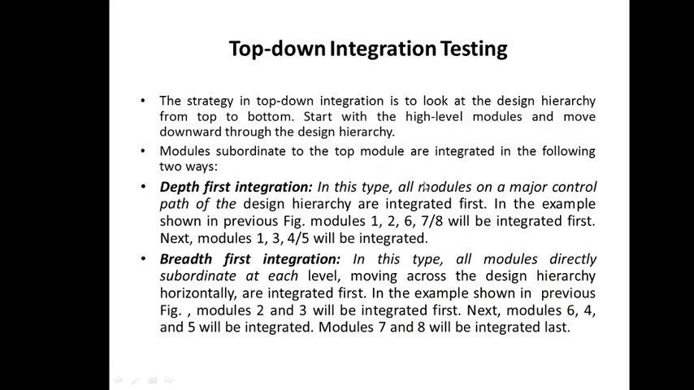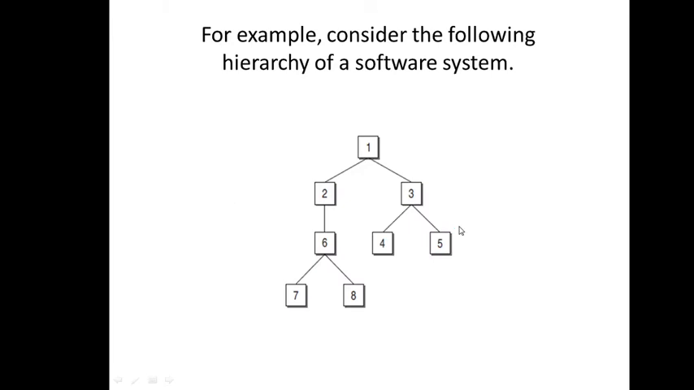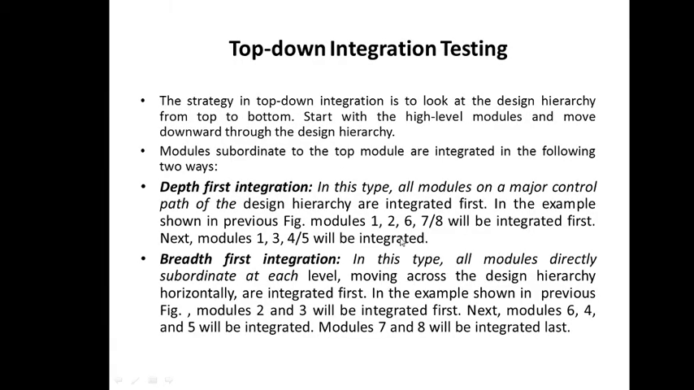Modules subordinate to the top module are integrated in the following two ways. Now how to integrate them? The first approach is depth-first integration. Depth-first means first we'll be integrating 1, 2, 6, 7, 8. Depth first: first go depth wise, then another will be depth wise. 1, 2, 6, 7, 8 will be the first one, and the second will be 1, 3, 4 and 5. So 1, 3, 4 and 5 will be integrated next.